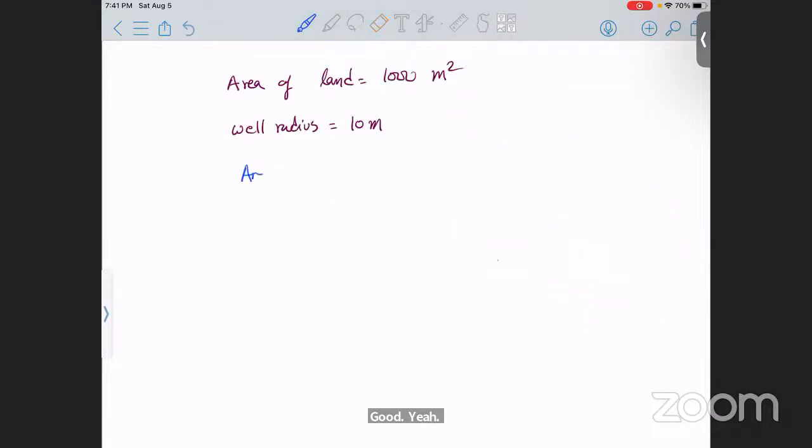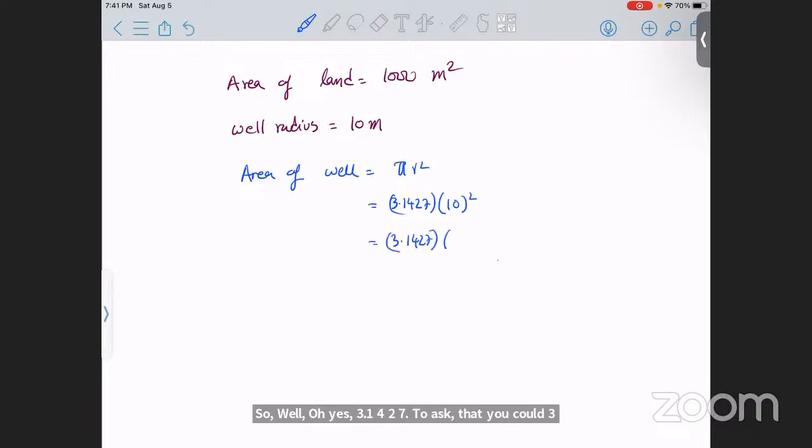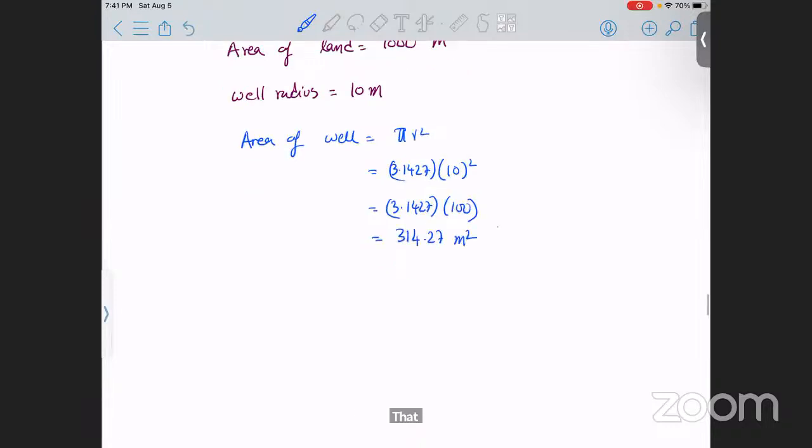So area of well is equal to pi r square, 3.1427 into r square, that is 3.1427 into 100. That equals 314.27 meters square.